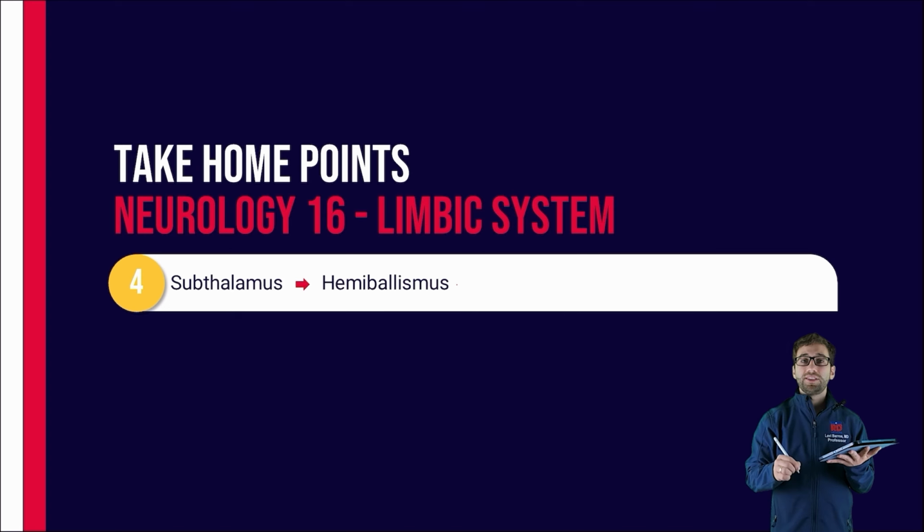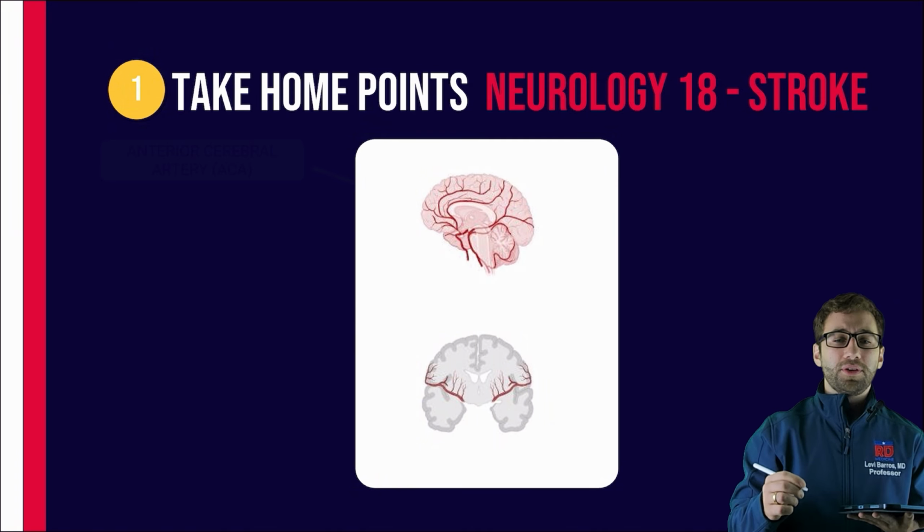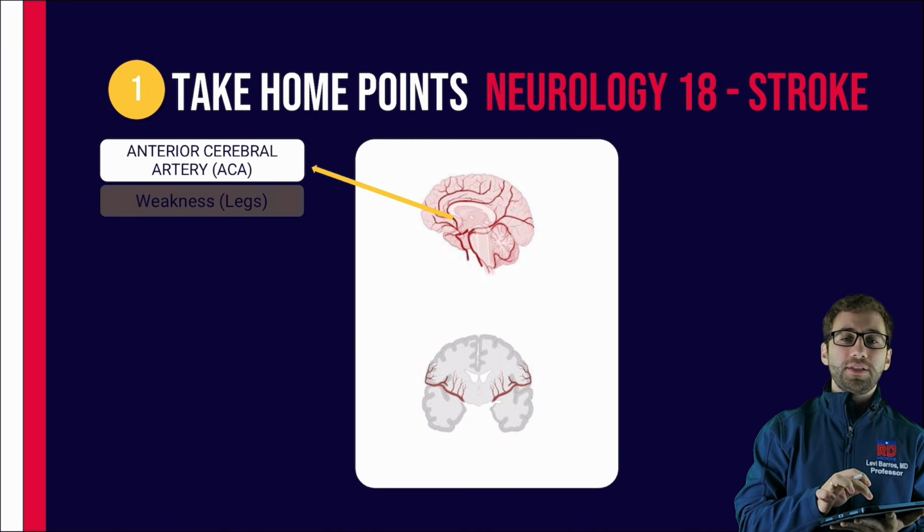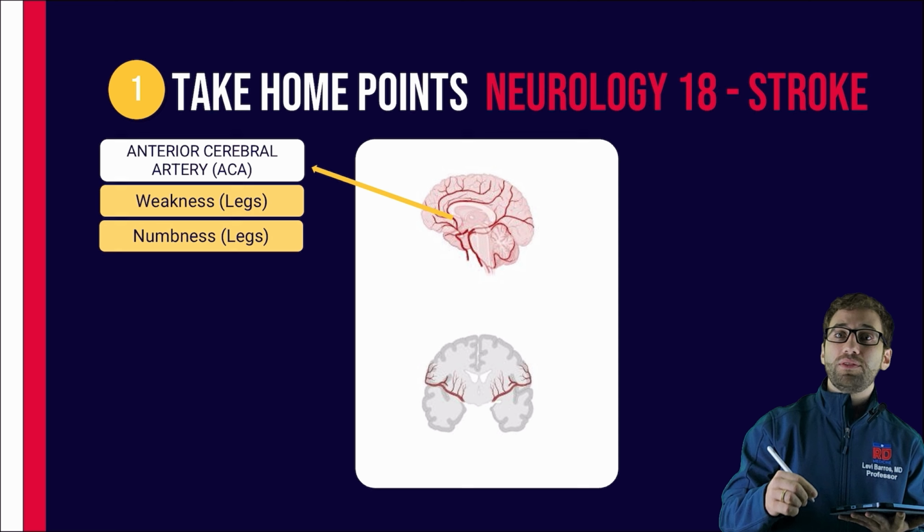Part 18. Welcome to our take-home point session for Neurology 18, focusing on stroke and vascular neurology. Let's start by discussing the clinical features of strokes affecting different arteries. Strokes in the anterior cerebral artery, or ACA, typically cause weakness and numbness in the legs due to its supply to the medial portions of the frontal and parietal lobes.